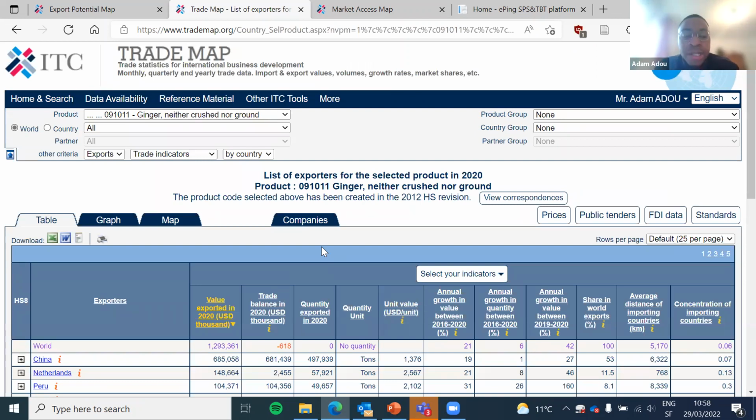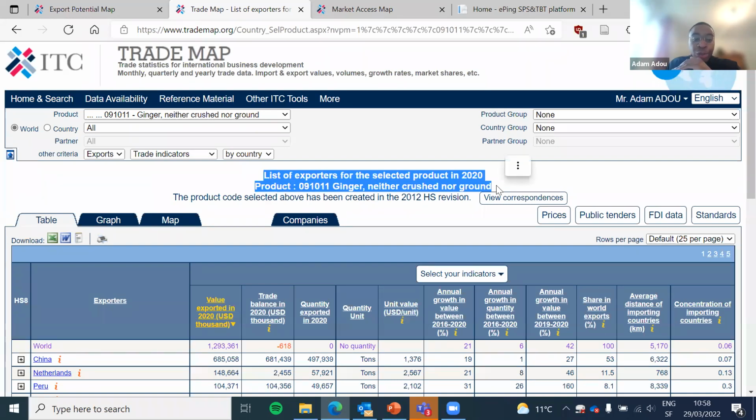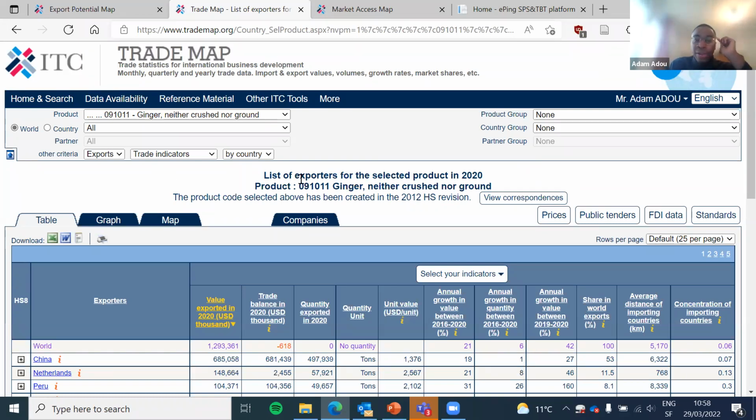So as I said, what's always very important when you launch your research is to look at the title of the research. This is key in order to see if you're doing the right analysis and if you launched the right research. Here, what I can read is that what I'm looking for is the list of exporters of ginger, which is a product below, for the year 2020, which is the last year available for this specific product. And you have the code to make sure this is the product you really wanted to look at.